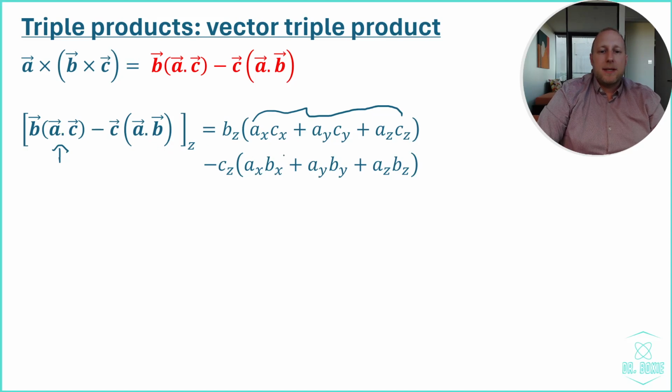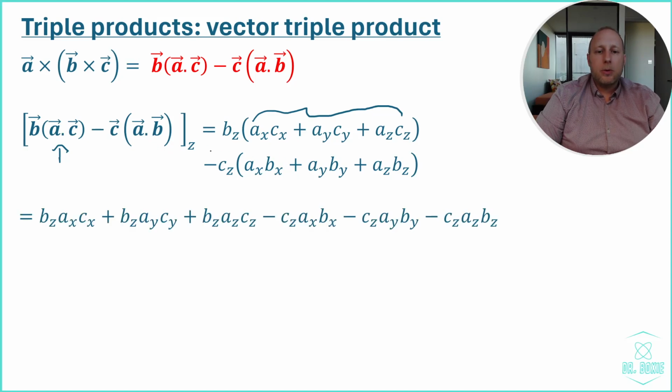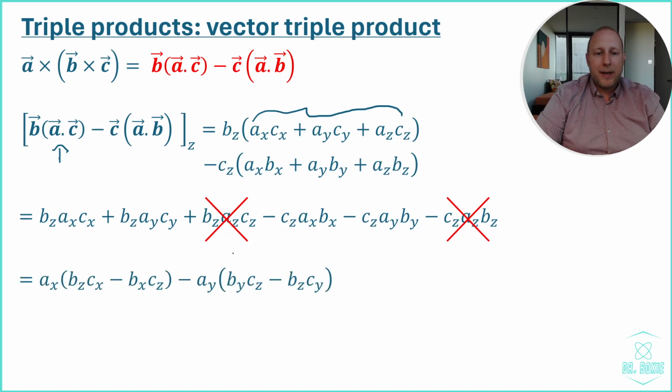Z component of C. We can now work out these brackets and note that the third and the sixth term cancel each other out. And we can collect the terms with AX together and the terms with AY together, and we get this expression, which is exactly the same expression we found on the previous slide. This shows indeed that at least as far as the Z components go, the two expressions on the top here are equal. And again, I leave it up to you to show that that's true for the other two components.